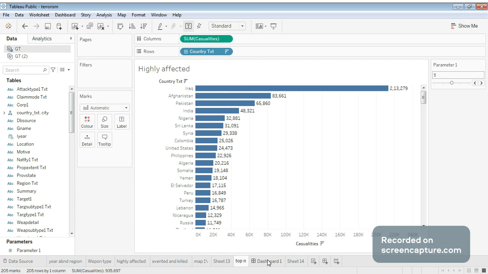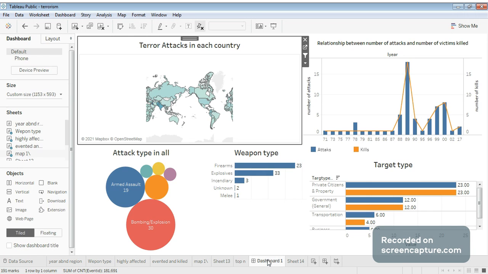And next, coming to the dashboard. In my dashboard, you'll see all these graphs. The first graph that I was talking about is my map. My map shows you everything, I mean every country. Second is the relationship between number of attacks and number of victims killed.